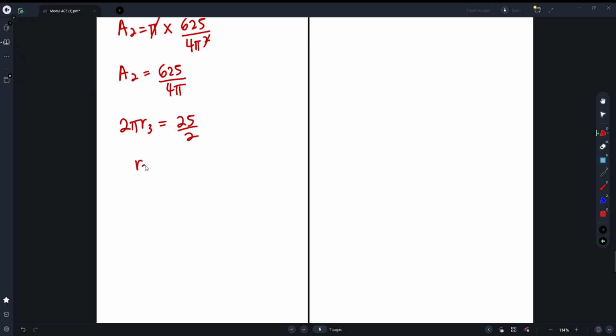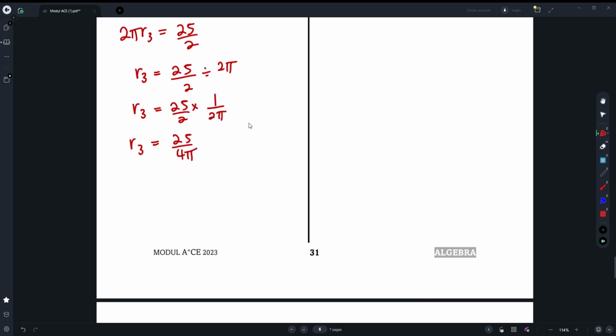25 over 2. Therefore, R3 is equal to 25 over 2 divided by 2 pi. So R3 will be 25 over 2 times 1 over 2 pi. So you'll end up getting 25 over 4 pi. So that is the radius of the third circle.